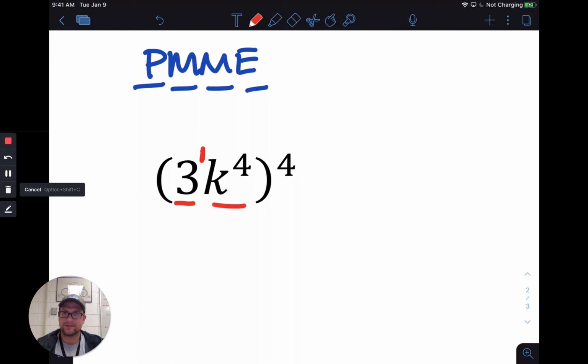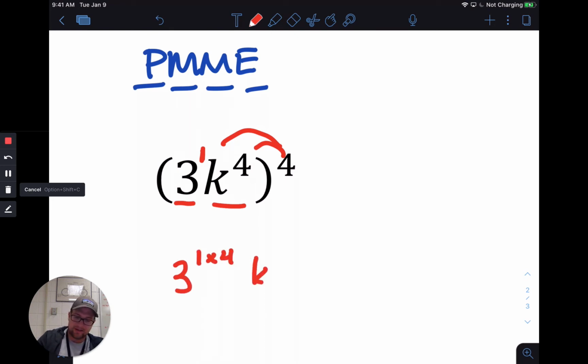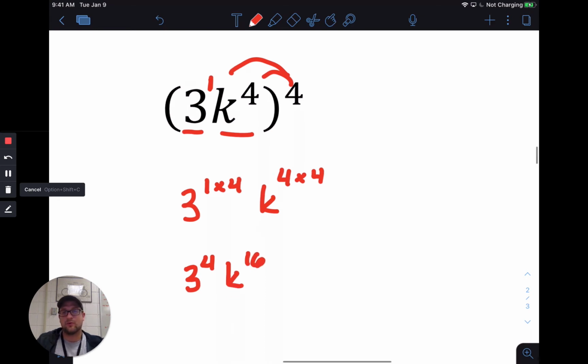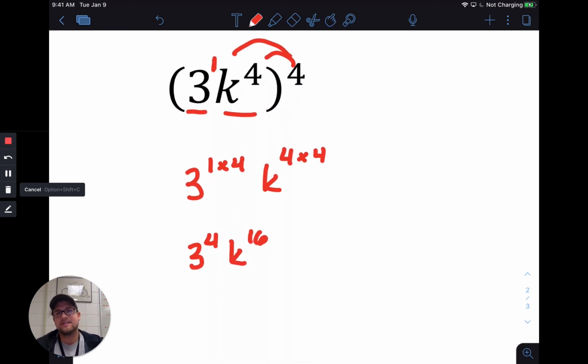And that part, ladies and gentlemen, is the hardest piece for kids to remember. You've got to remember that 1, otherwise you're not going to get the right answer here. So we're going to multiply the exponents. So we'll have 1 times 4 will be the exponent on the 3. And on the k, we're going to have 4 times 4 will be our final exponent. Now we can just simplify a little bit. 1 times 4 is just 4. And 4 times 4 is, of course, 16. So we get 3 to the fourth, k to the 16th.